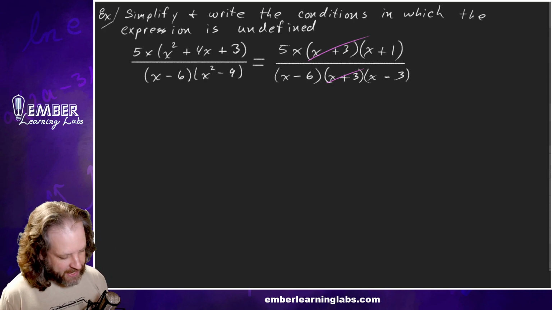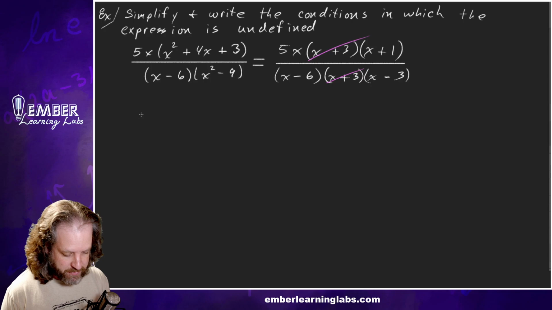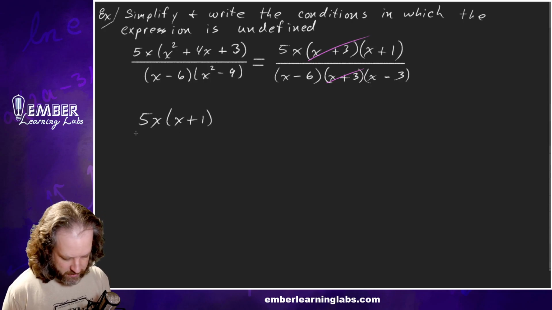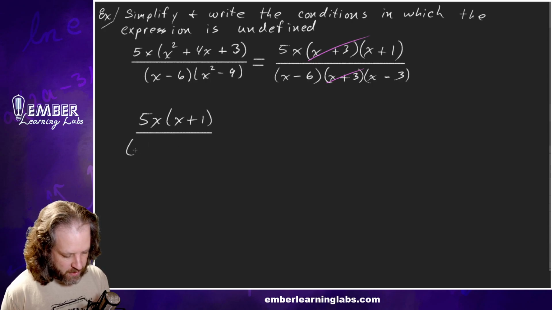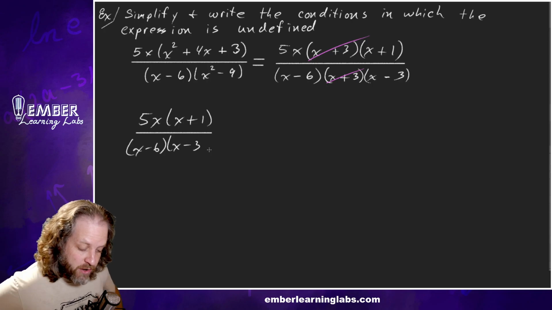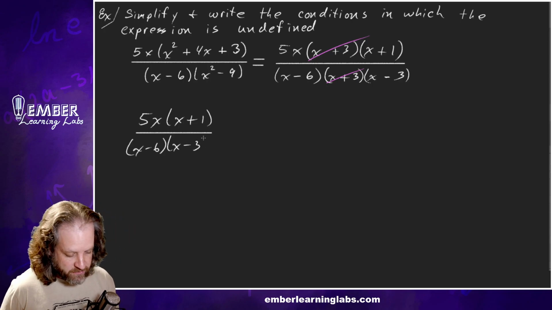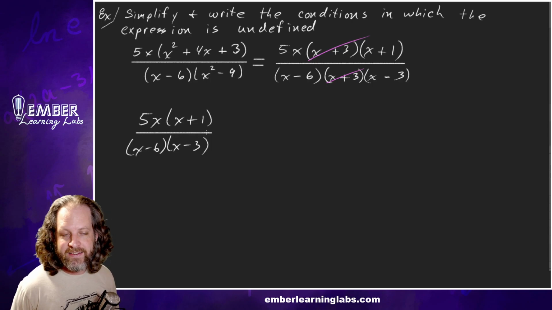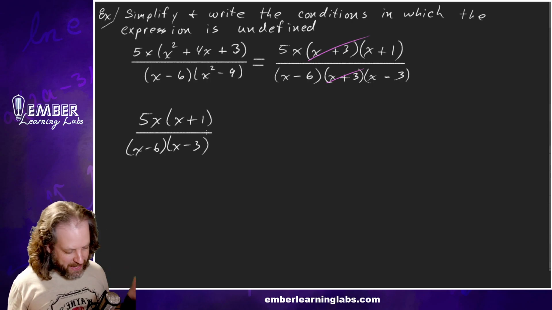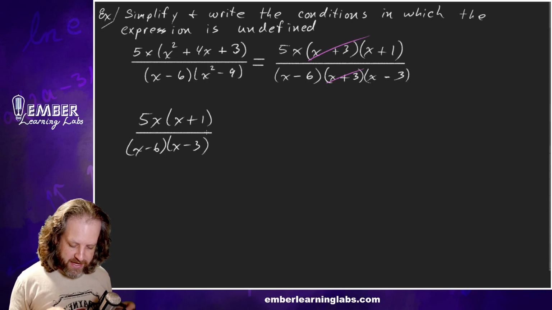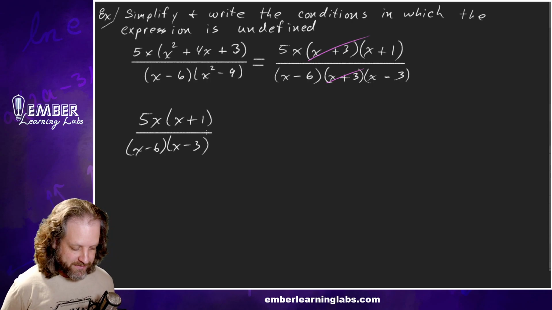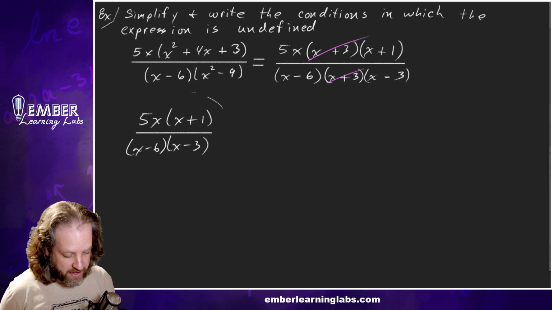So our final answer for the simplified is going to be 5x times x plus 1 over x minus 6 times x minus 3. Now you notice that I've left this in its factored form. We could distribute this back out and get kind of a polynomial expression on the top and the bottom. It's best practice generally to leave things in their factored form until there's nothing else you can do with it, because of stuff like this where you can cancel. So this is the simplified.